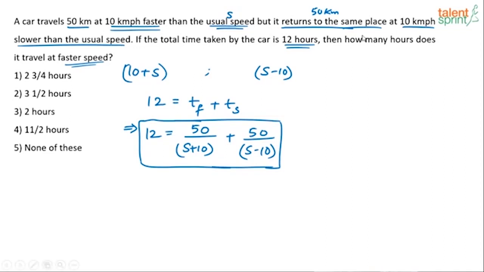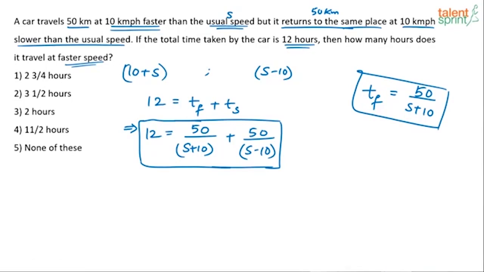He's asking how many hours it travels at faster speed. Once you get s, you can find the time it travels at faster speed, right? TF equals 50 by s plus 10. This is what we want finally, but for this to be solved, we should know what s is first. One thing you can do is try with the options, but it's a little cumbersome here. Like if you say the time at faster speed is 3 by 4 hours, it is 2 hours 45 minutes, then get s accordingly. It may take a little longer, so better solve the equation for s.